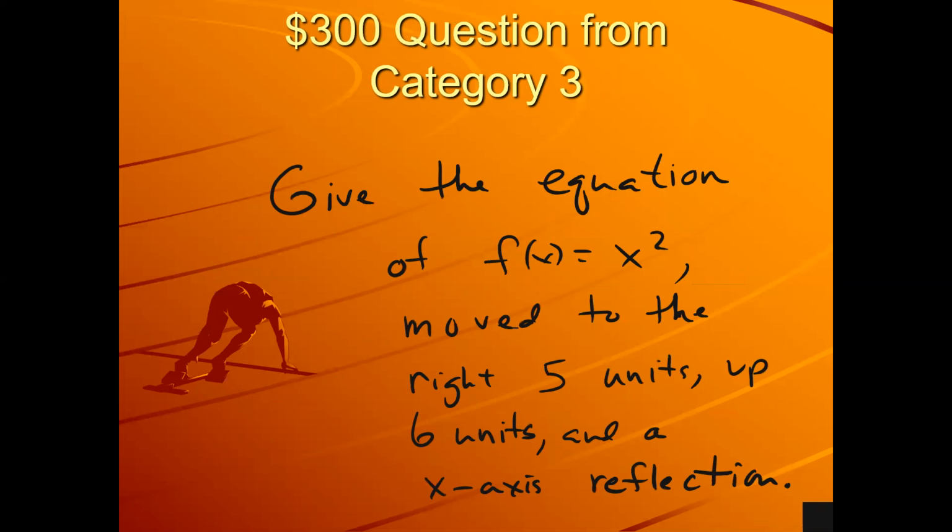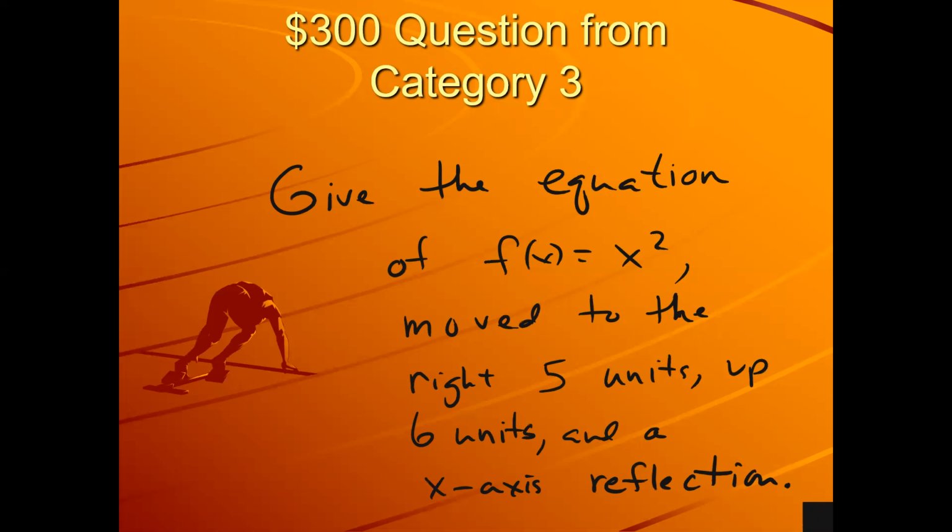And an x-axis reflection. Okay, so x squared moved to the right 5 units, up 6 units, and an x-axis reflection. Dylan, go ahead. What is open parentheses negative x squared minus 5 close parentheses plus 6? Say that again. Open parentheses negative x squared minus 5 close parentheses plus 6.